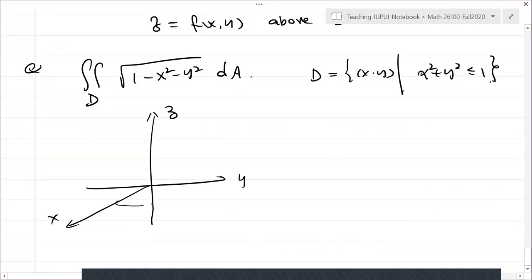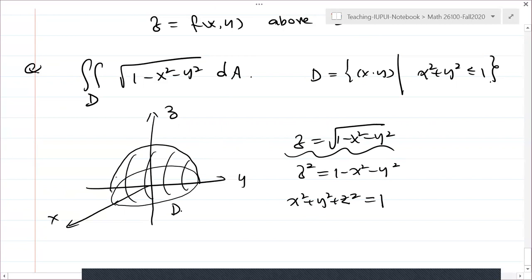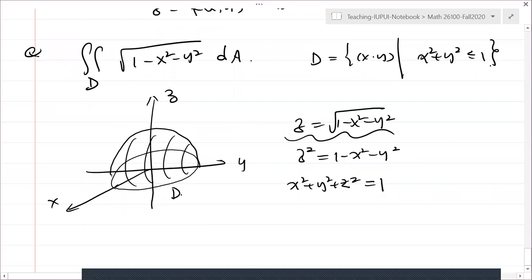What you should do is recognize that D is a circle in the xy plane. And then z equals 1 minus x squared minus y squared is the same as z squared equals 1 minus x squared minus y squared. So you get x squared plus y squared plus z squared equals 1. The graph of this equation is actually the upper semi-sphere. So this double integral is just the volume of the upper semi-ball, half of the volume of this ball.